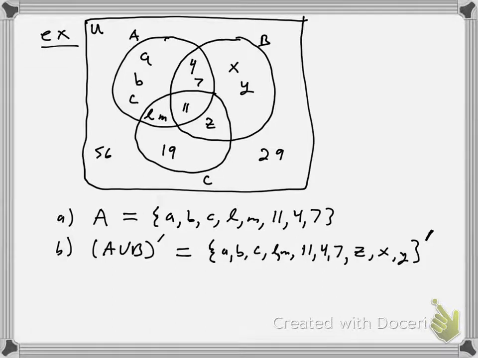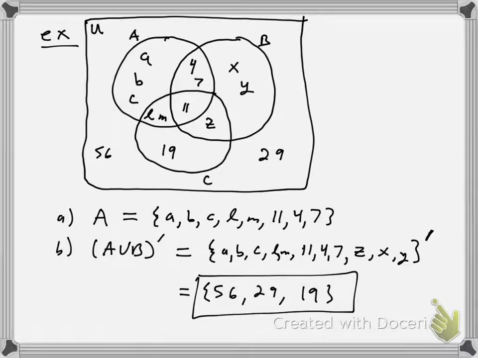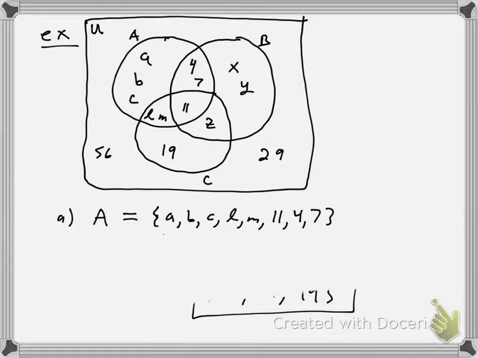Well, what's everything outside A or B? Well, that would be 56, which is chilling out here, right? And 29. So 56 and 29 are going to be in there. What else is going to be in there? It looks like just 19, right? Okay, so that would be the complement of A union B. All right, let me erase a little bit. So we'll do a couple more. We'll do some with three sets.